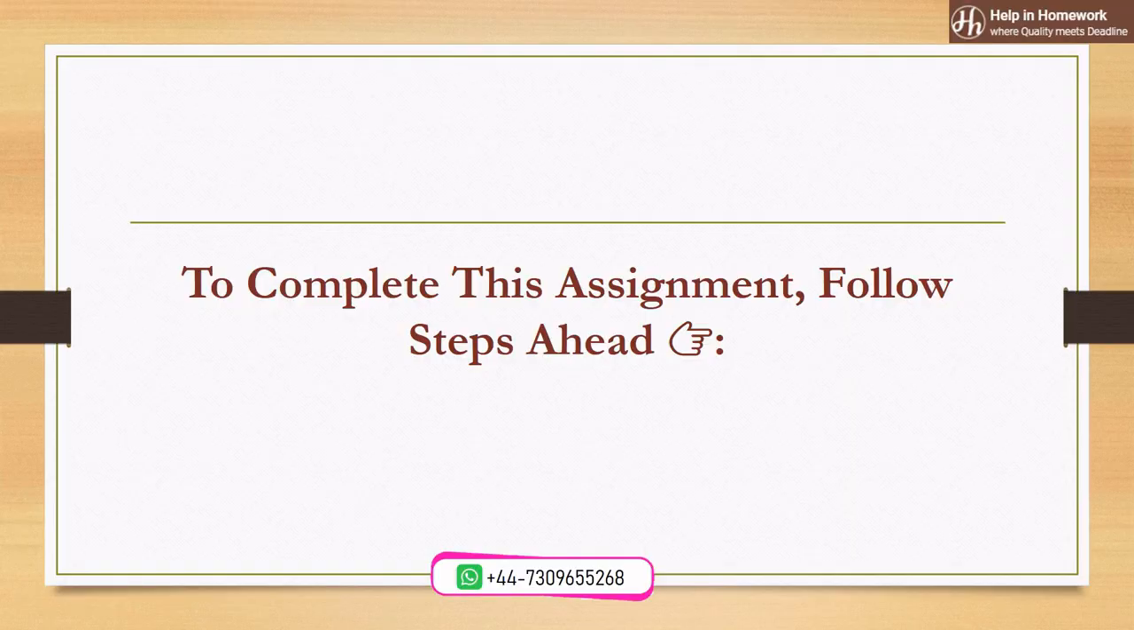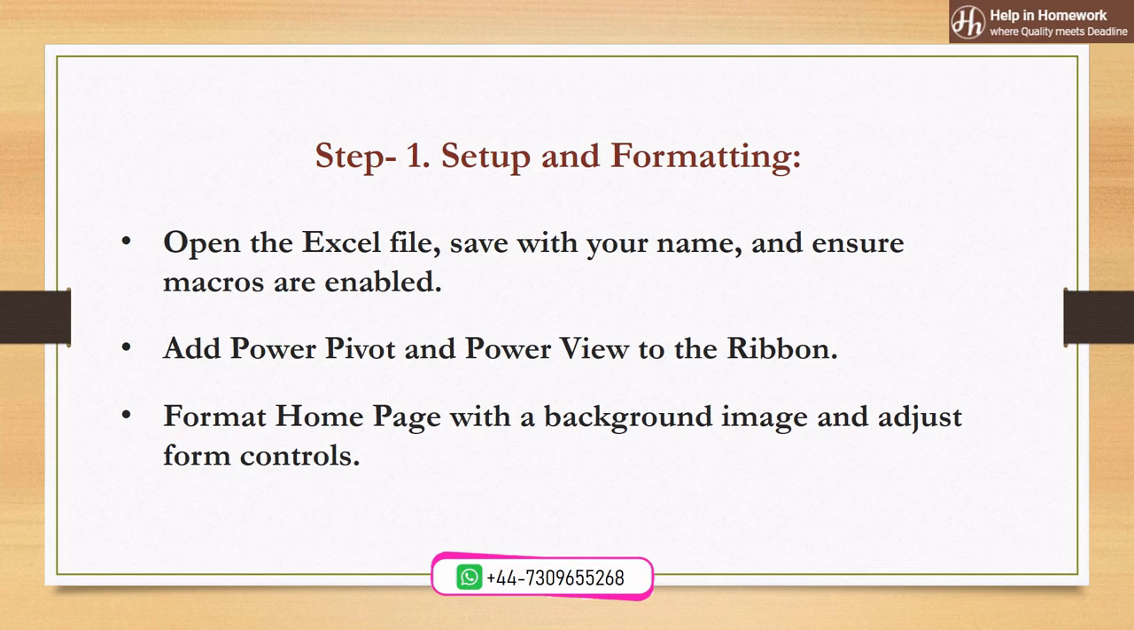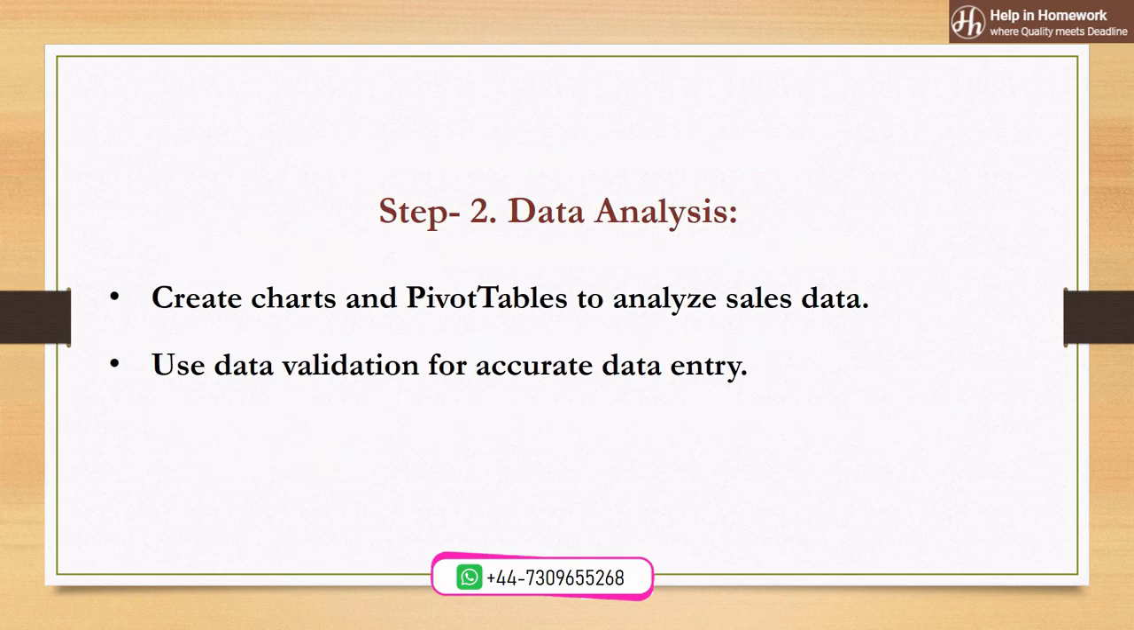Step 1. Setup and formatting. Open the Excel file, save with your name, and ensure macros are enabled. Add Power Pivot and Power View to the ribbon. Format homepage with a background image and adjust form controls. Step 2. Data analysis. Create charts and pivot tables to analyze sales data. Use data validation for accurate data entry.